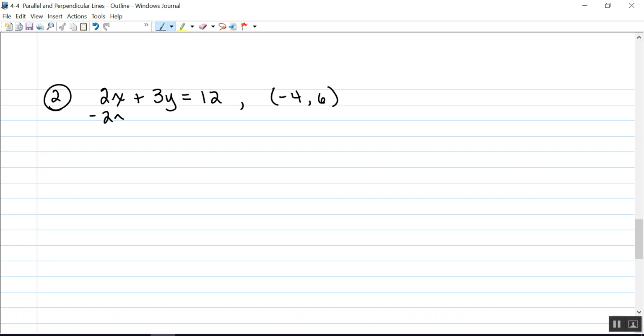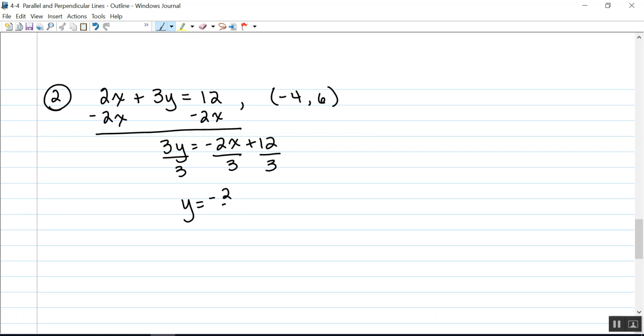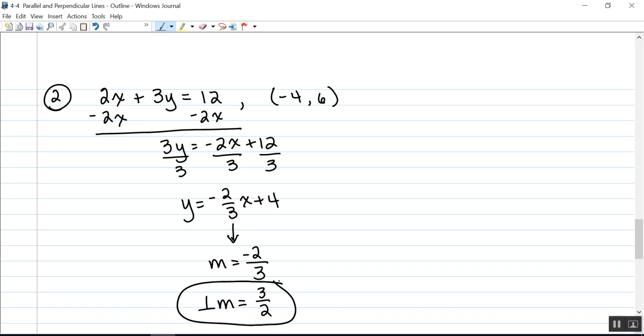So to do that, I'll subtract 2x from both sides, and that gives me 3y = -2x + 12, and then dividing both sides by 3, I get y = -2/3 x + 4. Now, all I really want from this line is its slope, and it has a slope of -2/3. But if I'm looking for the line that's perpendicular to that line, I want the perpendicular slope, which is the opposite reciprocal, which is going to be 3/2. And that's the one I'm going to use.